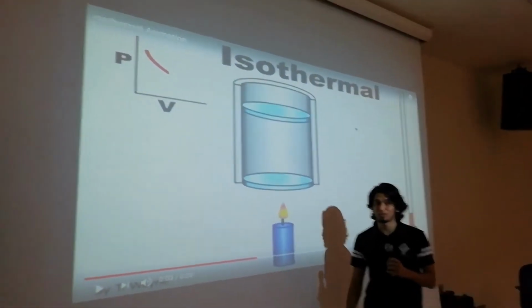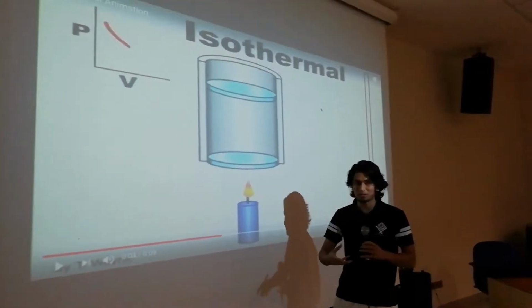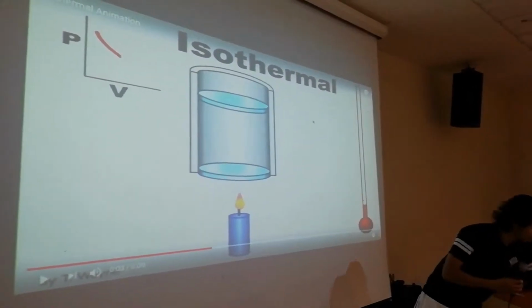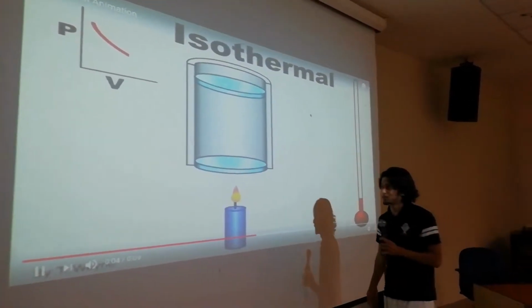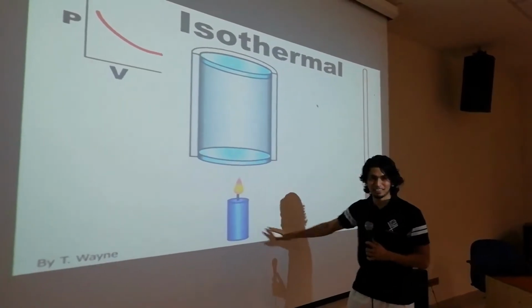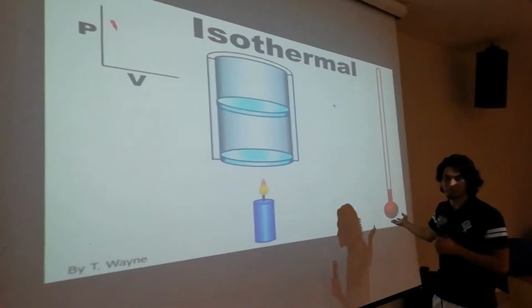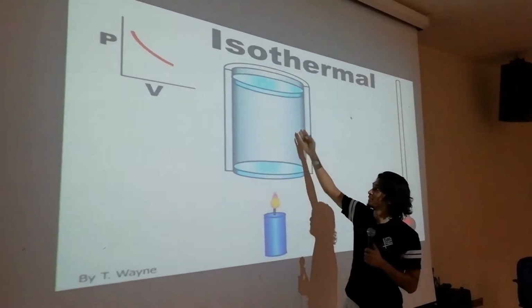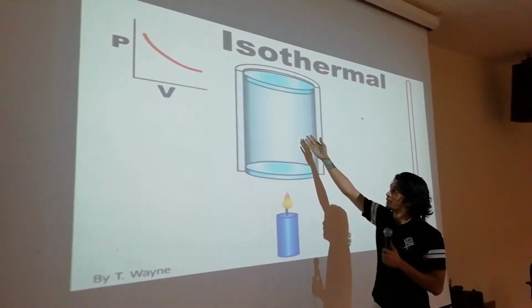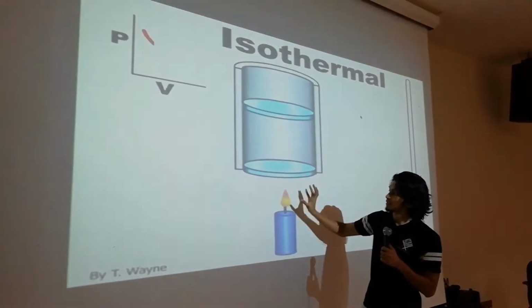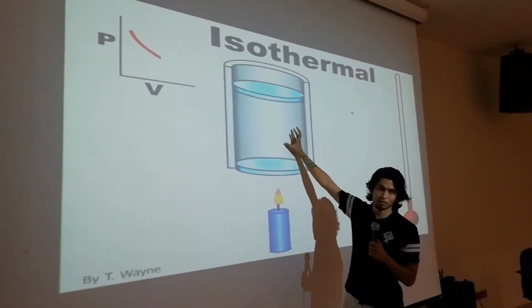Okay, to improve your understanding of this illustration and figure, I will play the video. As we can see, this is the candle that represents the temperature, which is constant. As we can see, this is a cylinder with a piston above it. As time passes, the temperature remains constant, but the volume increases.